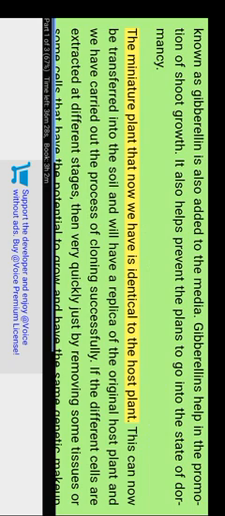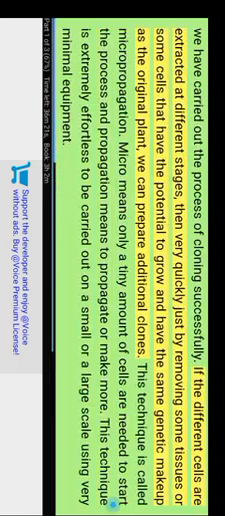The miniature plant that we now have is identical to the host plant. This can now be transferred into the soil and will be a replica of the original host plant, and we have carried out the process of cloning successfully. If different cells are extracted at different stages, then very quickly, just by removing some tissues or some cells that have the potential to grow and have the same genetic makeup as the original plant, we can prepare additional clones. This technique is called micropropagation.